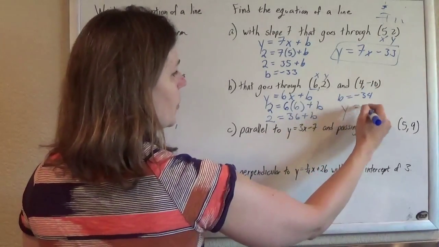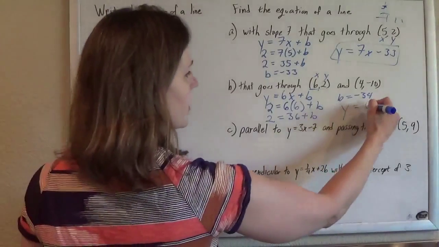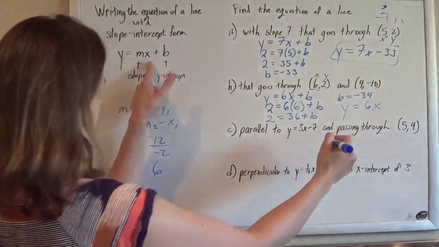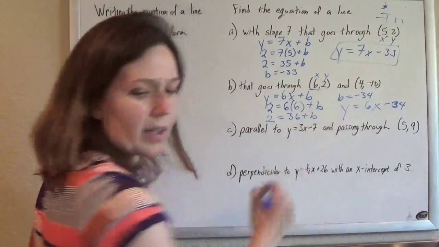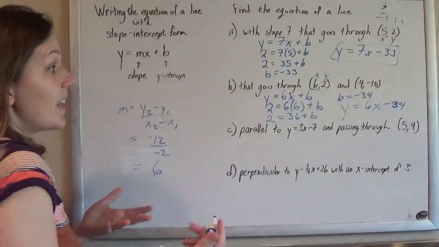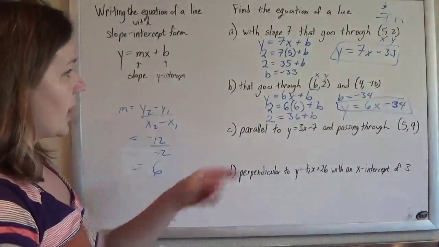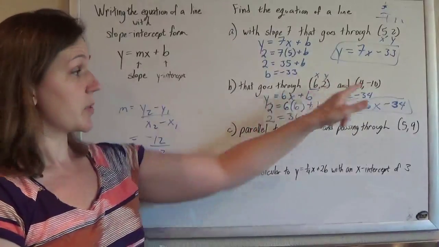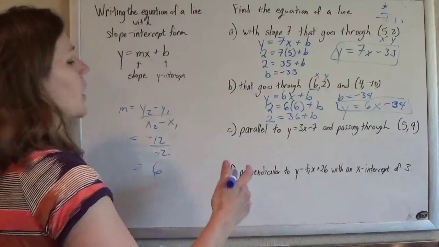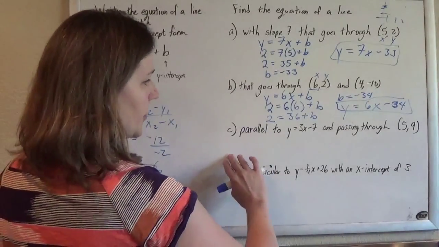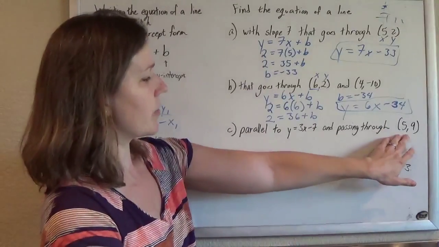So now we can put that into our equation. y equals m, which was 6, and then x, and then plus b, so negative 34. Is that the same thing I got before? It is. Awesome. And you could do the same exact process with that other point, and you would get the same answer. Try it. It's fun.